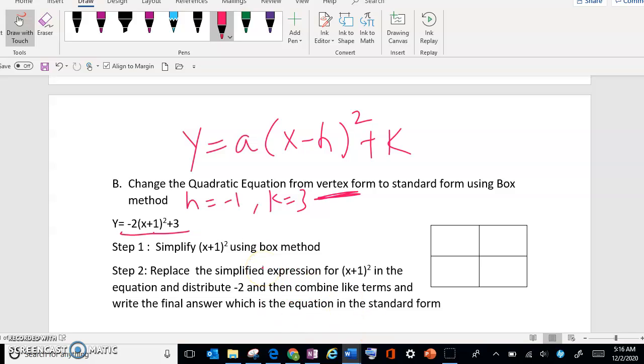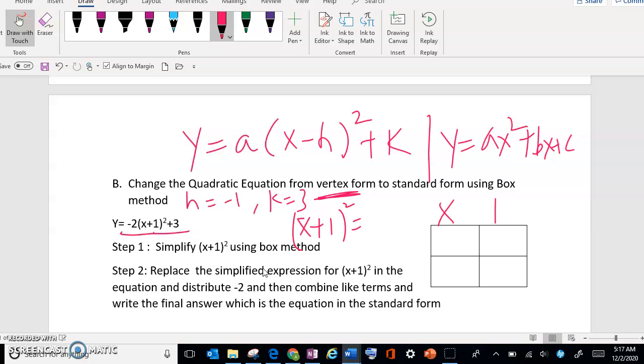What is the standard form? We learn y = ax² + bx + c. And how do we do that? We take the (x + 1)² and simplify it using the box method. So (x + 1)² is equal to (x + 1) times (x + 1). So I'm going to write the other x + 1 here, and I'm going to multiply.